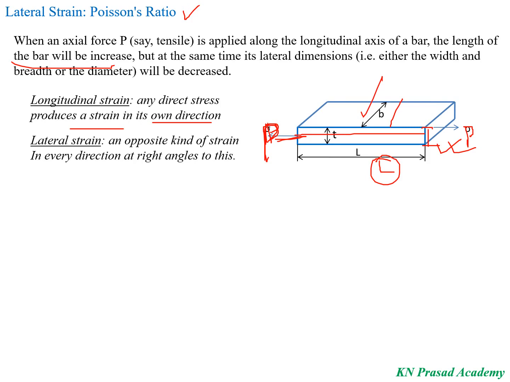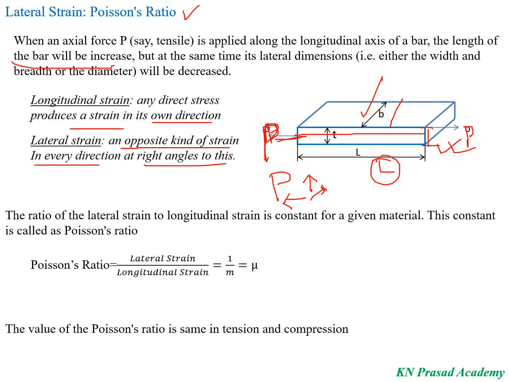So lateral strain is the opposite kind of strain in every direction at right angle to the direction in which we are applying the force. So let us consider in this direction. The lateral direction, at right angles to the applied forces, and the corresponding strains we call the lateral strain.